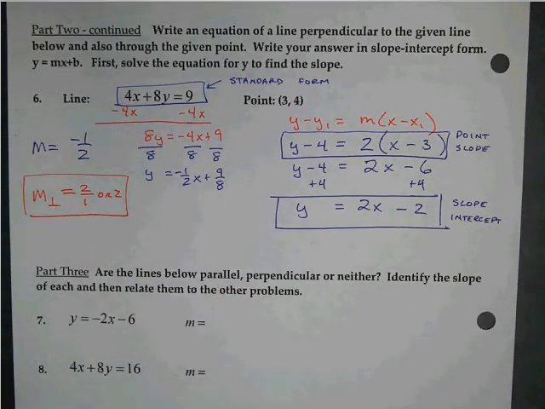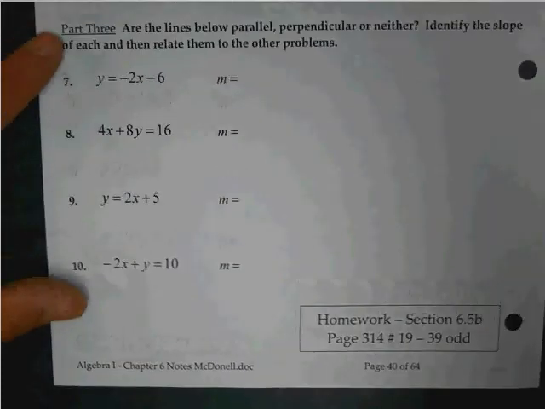Questions? If I'm graphing this, where do I start? Negative 2. Where do I go? Up 2 over 1. Okay? A couple little reviews there. All right, let's look down here. Part 3, our last one. This is kind of short.